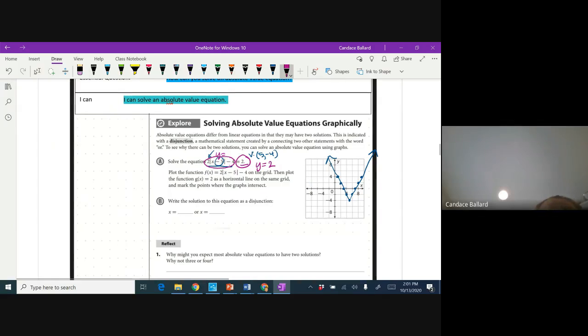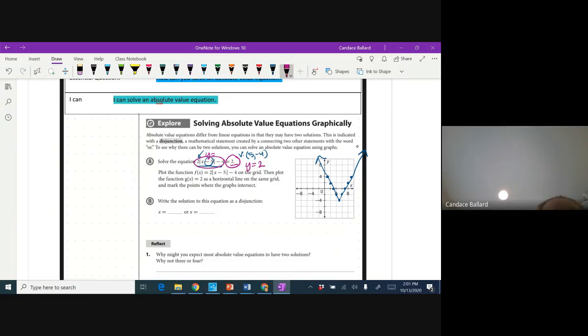Okay, so let's do a little mini lesson off to the side. If you have y equals something with a slope and an x, that's a picture of a line that looks like that, right? If you just have y equals a number, that's a horizontal line.